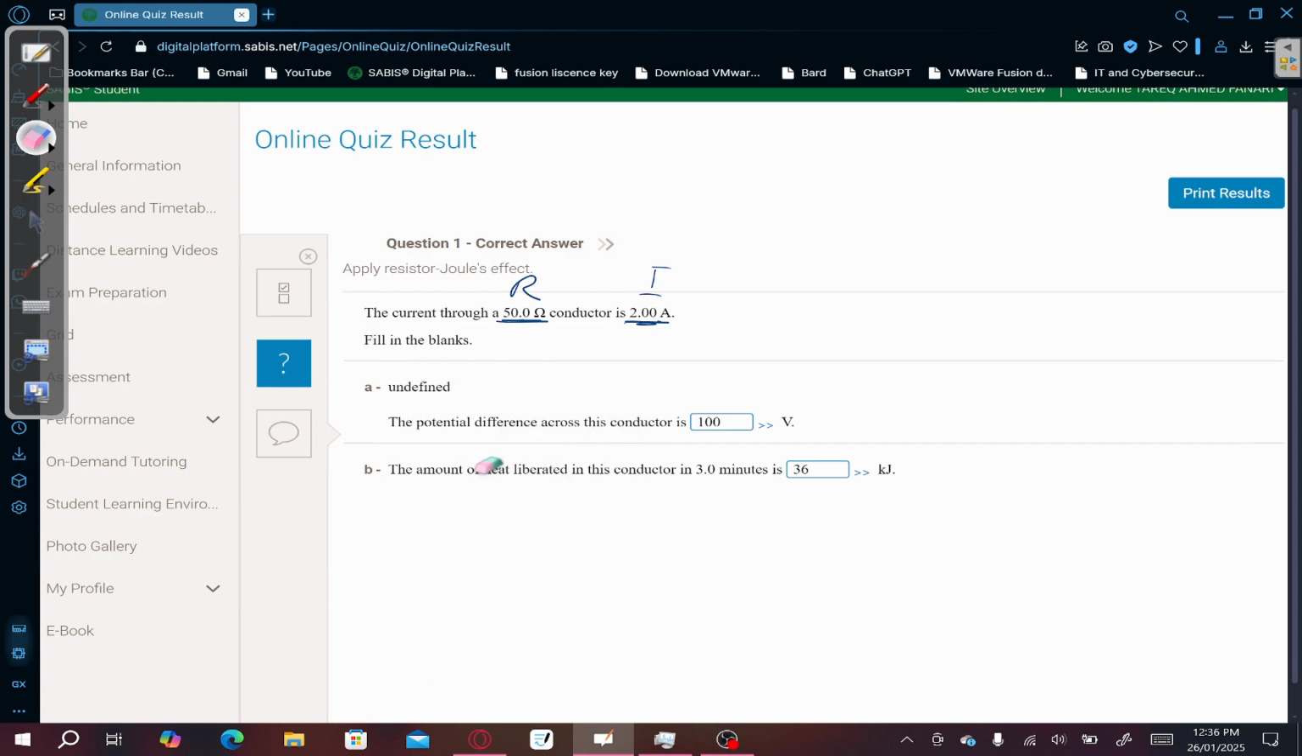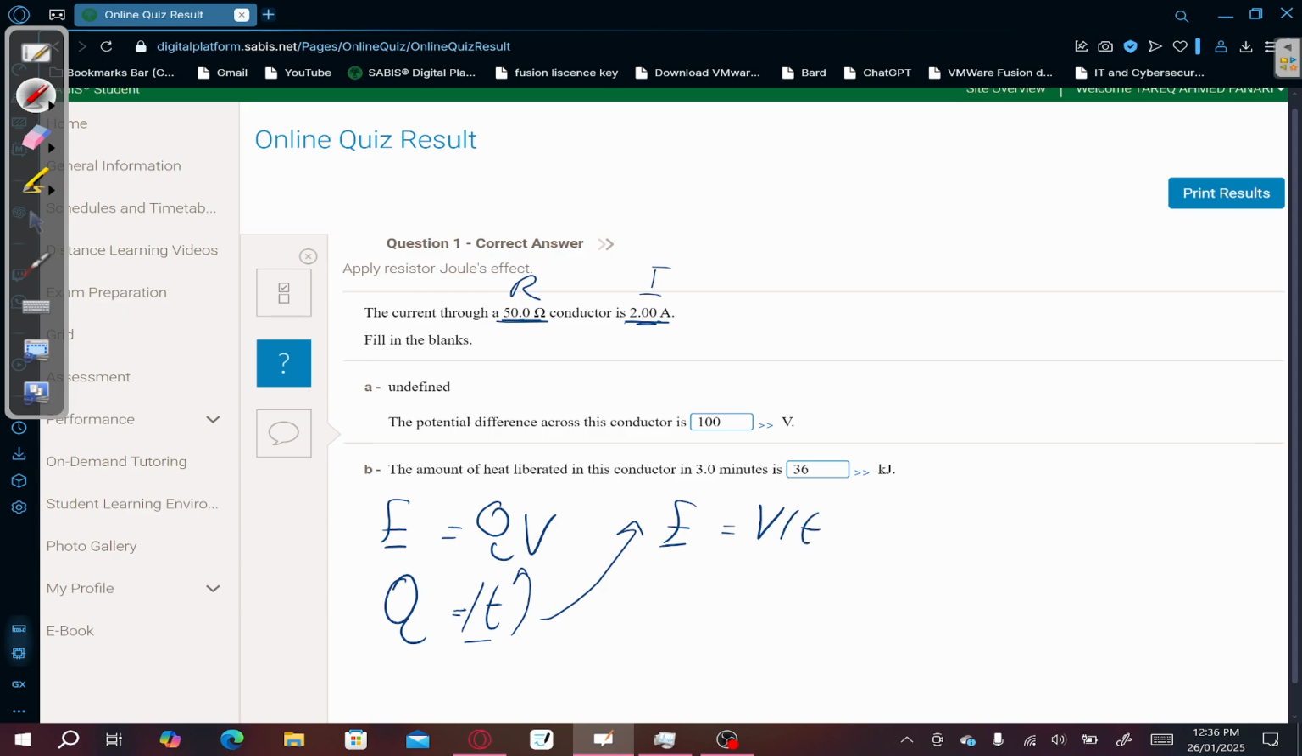Now, part B. The amount of heat liberated in this conductor in 3 minutes is 36 kilojoules. Now, heat itself is an energy, right? So you're going to use the formula E equals QV. Now, from this, you're going to have two derivations. Q equals IT. You just know this, okay? Which means you can substitute IT back into Q, which gives me a new formula. E equals VIT, which on a calculator is the quickest thing to do since you're not going to have to find Q, then substitute it back in. And I will use all three of them for this question, but for the later questions, I will only use this one. So I highly advise you to pay attention to all of the explanations that I'm going to do now, so you can familiarize yourself with all of the formulas.